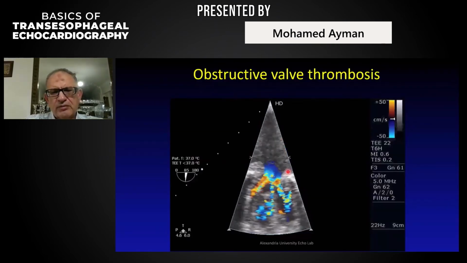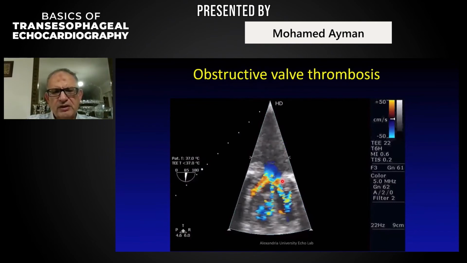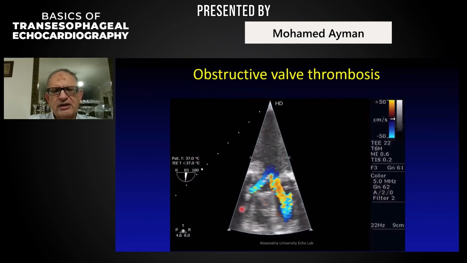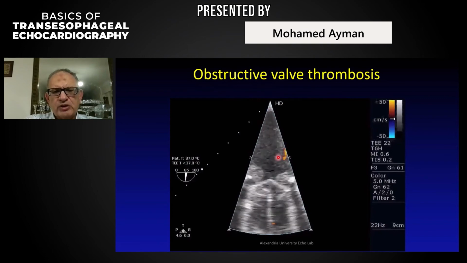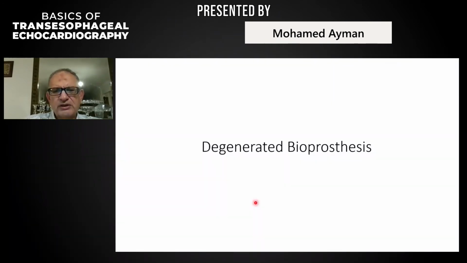And another mitral valve obstruction, we have here a thrombus here and another one here, and both thrombi are causing color flow aliasing, denoting obstruction of this prosthesis by this thrombosis.